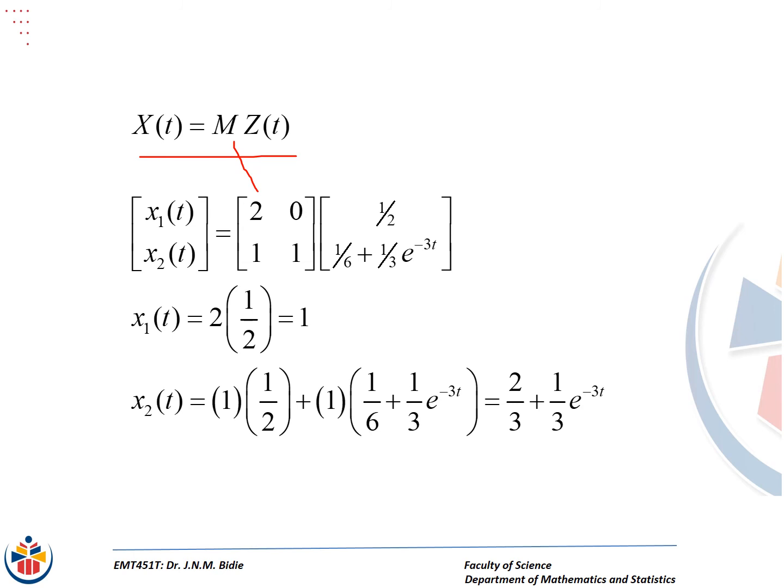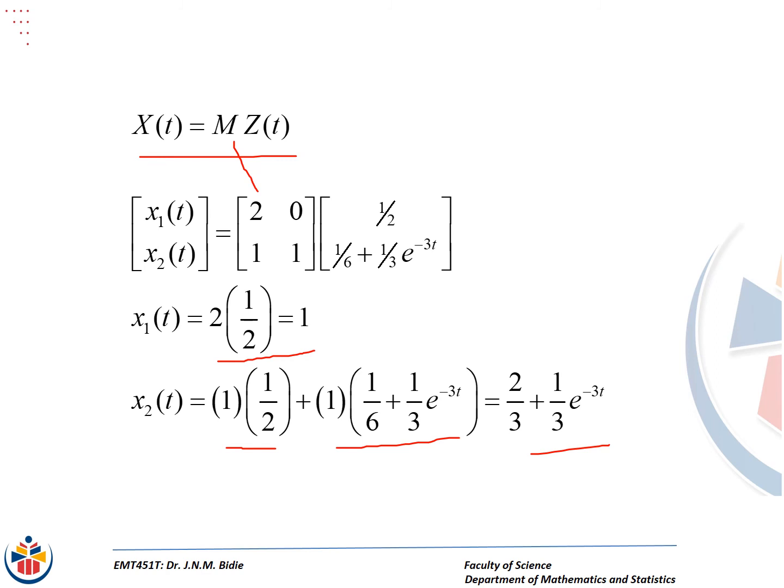And then what do we do? Simplify. X1 is equal to 2 times half plus 0 times this term. So that means we'll just have 2 times half, which is 1. X2, as you see, 1 times half, that's what you get there, plus 1 times that term. And then you simplify, removing the brackets, and that's the final solution. So our x1 is equal to 1, and our x2 is equal to 2 over 3 plus 1 over 3 e to the power negative 3t.